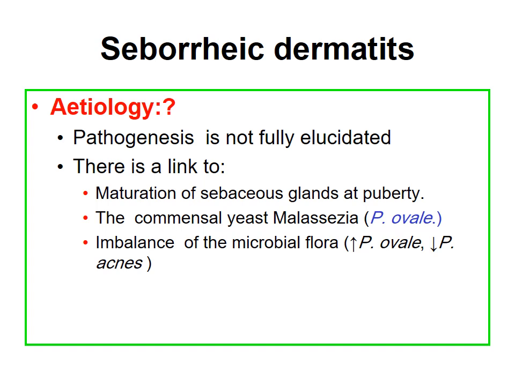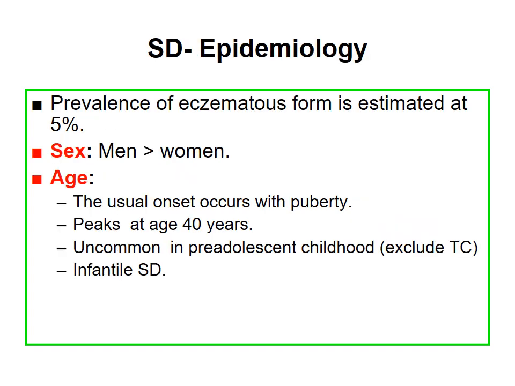The commensal yeast Malassezia, Pityrosporum ovale, has a role in pathogenesis of seborrheic dermatitis. The prevalence of eczematous form is estimated at 5%, which is usually more or less severe rather than the usual mild form of dandruff. Men are affected more than women, and the age of onset usually, as I mentioned, is at puberty, with the peak age of 40 years.